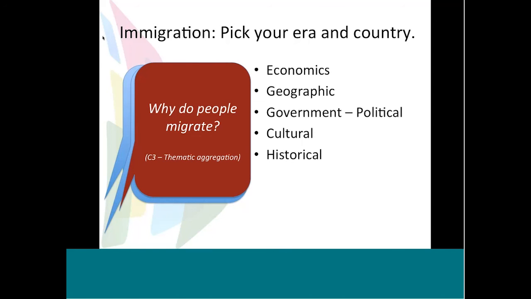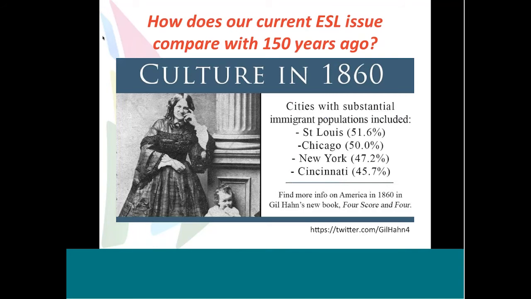Or if you want to look bigger and do more thematically, why do people migrate? That's an example of that C3 thematic aggregation. Then you could look at immigration, migration, westward expansion. You put it under a bigger umbrella. So the essential question, sometimes it's called a research question. Sometimes it's just an EQ for a short-term little assignment. Sometimes it's a bigger question, an overall question that will embrace a longer research investigation or a longer time period. Either way, it's student-centered.